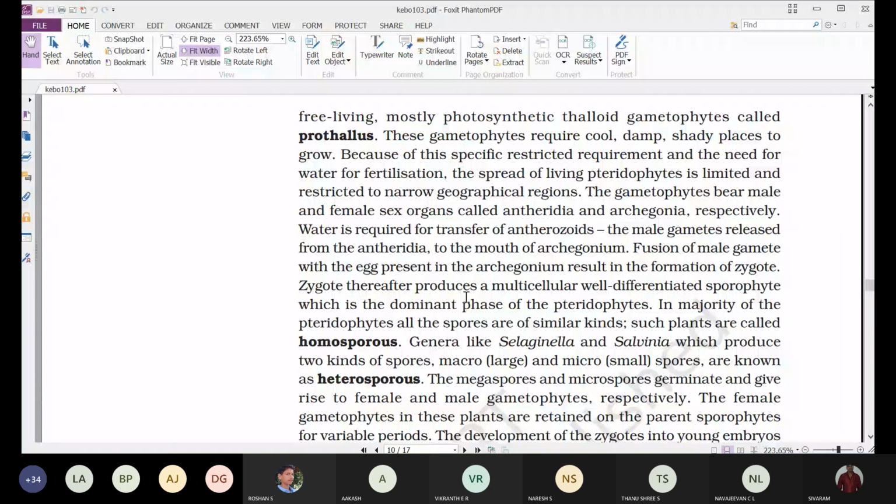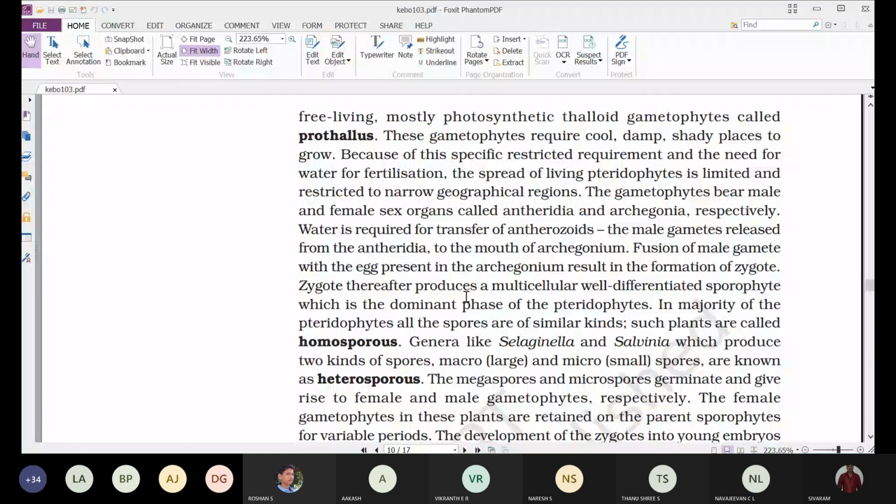Okay, the gametophyte stage produces both. Within the same gametophyte, we'll find both male and female sex organs, which are represented by antheridium and archegonium. Antheridia represent the male sex organ, and archegonium represents the female sex organ.